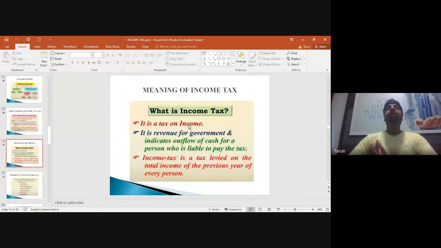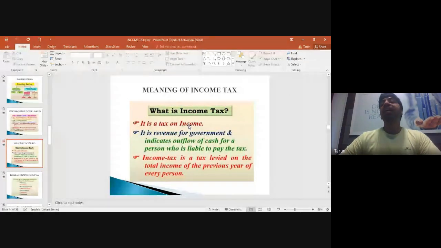The next one is, what is the meaning of income tax? Income tax is the tax charged or imposed on the income of persons. It is also a revenue for the government. Now the question arises, what is income? It may be in cash, in the form of gifts, in the form of grants, it could be anything, right? So it always indicates the outflow of cash for a person who is liable to pay the tax.